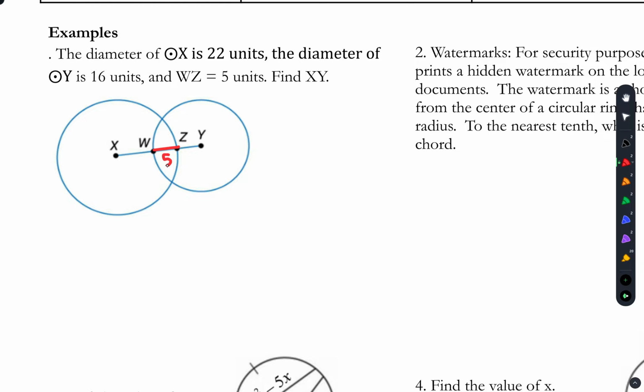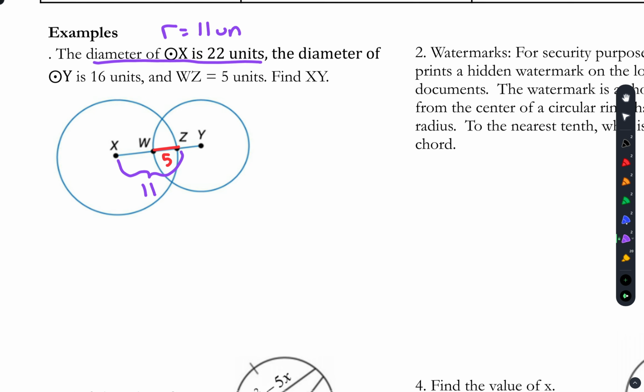And then I get a little bit stuck because it tells me some information about diameters. And if you know what a diameter looks like, neither one of these circles has a diameter drawn in it. So instead, what I'm going to need to do is transfer these into radii. So if the diameter of circle X, that's my bigger circle on the left, is 22, then the radius is going to be half of that diameter. The radius is 11 units. So I know that XZ here is 11.